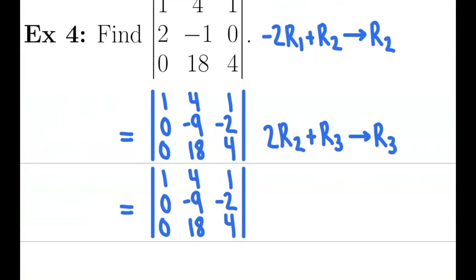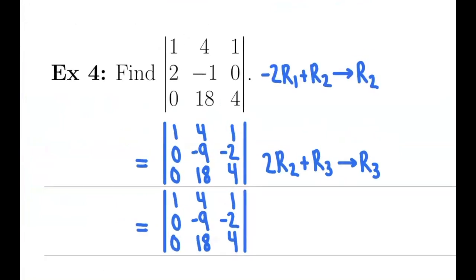Yeah, it's unfortunate. By the way, when you add a multiple of one row to another, that does not change the determinant. So we're not adding a negative or factoring anything out here.